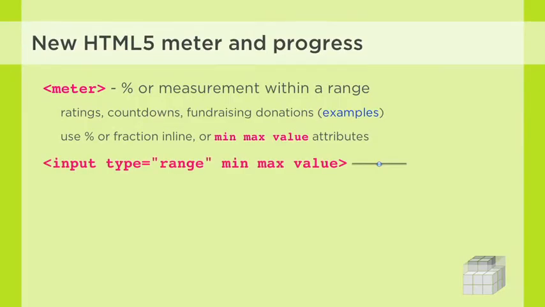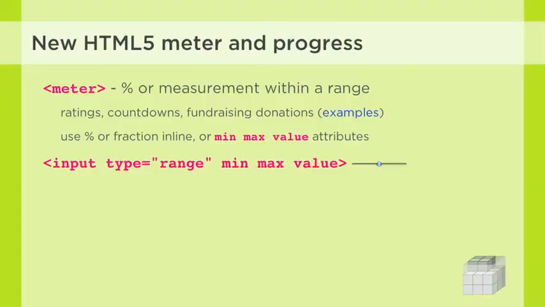So when you want to display a percentage or measurement within a range, you use the meter element. When you want the user to enter a percent or a measurement within a range, you use input type equals range. And it takes the exact same set of attributes, min, max, and value, and displays for the user a slider or some other convenient user interface element that allows the user to pick a number within a range or pick a value within a range.